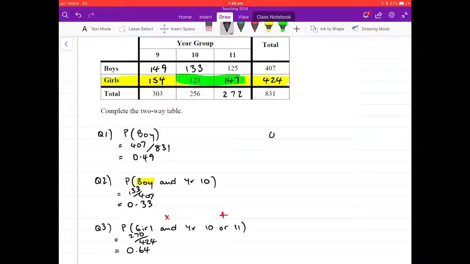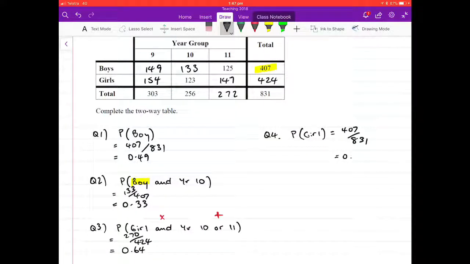Okay, now question 4 over on the right hand side here is we want to find the probability that they are not a girl. The student we select, we want to find the probability that they are not a girl. So that means we want to find however many people are not girls. All right, so within this one here, this many people are not girls, okay, which would give us 407 out of 831. Same again, it's really important that we go and convert that to a decimal, and we get an answer of 0.49 for that one as well.